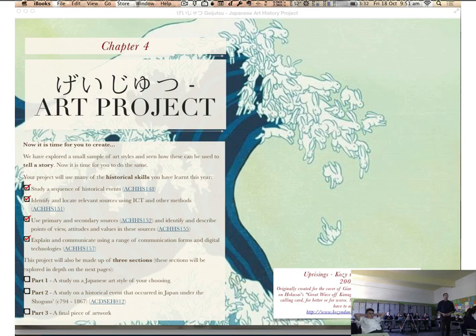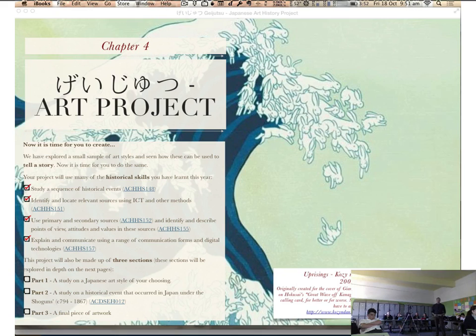That's part one. Part two is you're going to choose a historical event that happened in Japan. This could be a battle, this could be a leader, this could be some kind of story. It has to be a historical story that happened in Japan, and it needs to be between 794 and 1867. You've got a fairly big range here, a thousand-odd years to play with. A few things happened, trust me. That's part two.